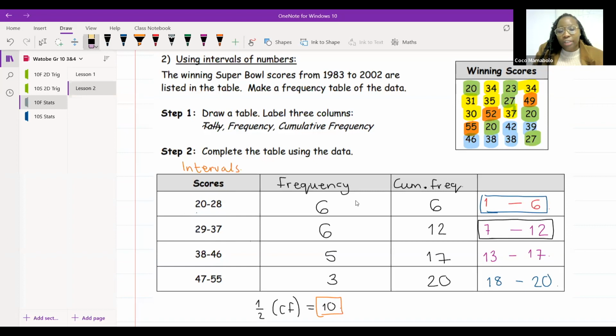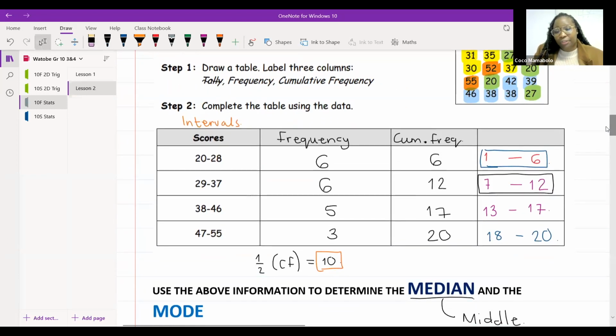Now, we're looking for the median. And what we did to find the median is we took the cumulative frequency and we divided it by 2. Now, we know what our cumulative frequency is. It's 20. We took half of the cumulative frequency. So that's going to be half of 20. And that is 10. So if we're looking for the number in the 10th position, which interval is it going to fall into?